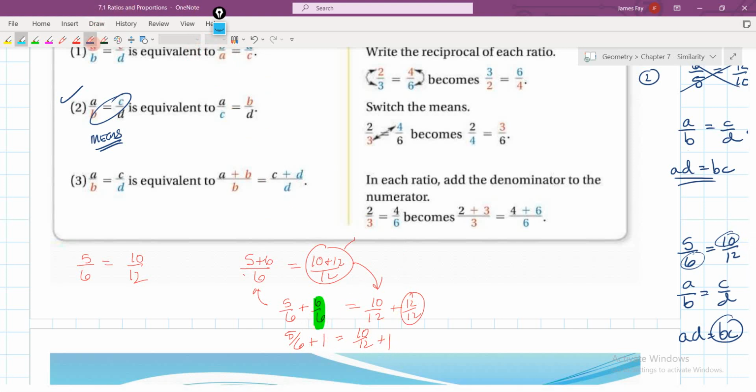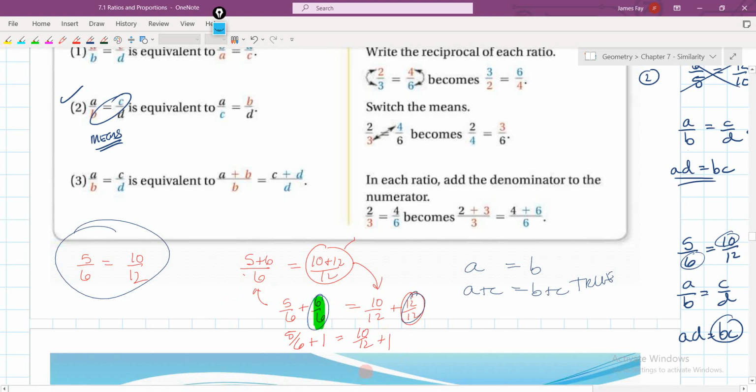If I start with A equaling B, if that's an equation, then if I add C to the left-hand side and add C to the right-hand side, that's still a true equation. And that's exactly what we did here. We started with a true equation, 5/6 equals 10/12. And I added 1 to the left-hand side, added 1 to the right-hand side, and I should still end up with a true statement just like that.